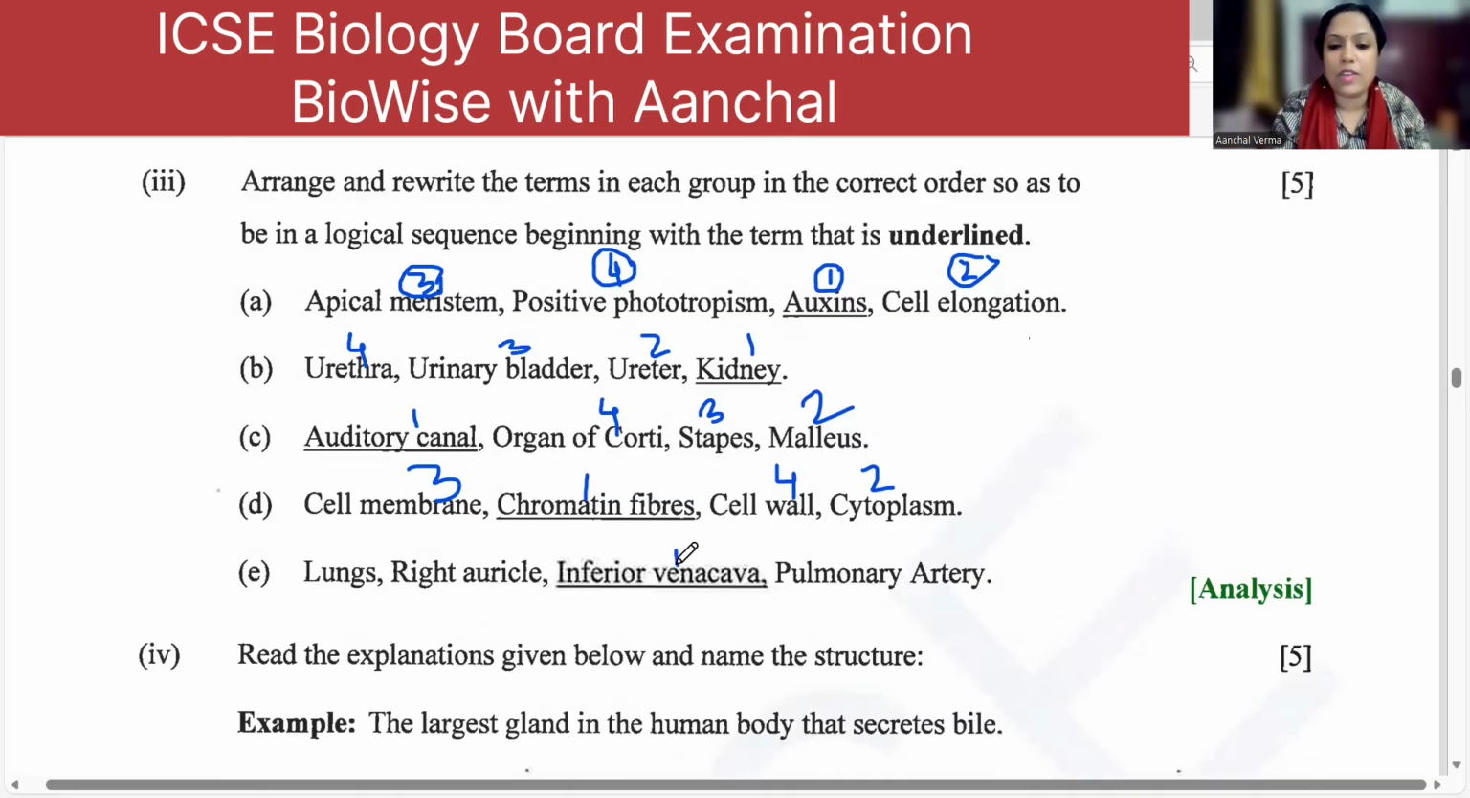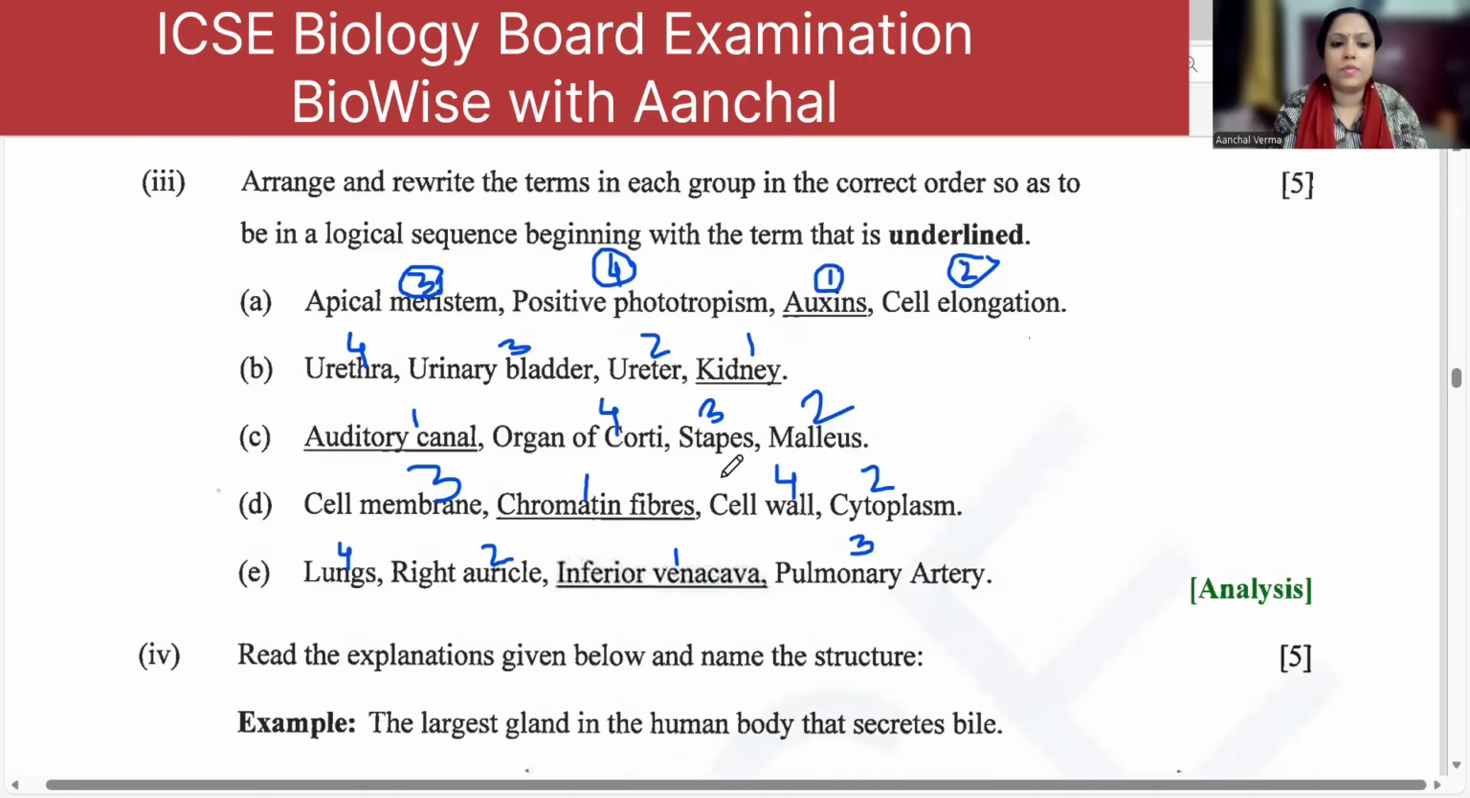Then you have inferior vena cava. From the inferior vena cava, the blood goes into the right auricle. From the right auricle, it goes to the right ventricle, then to the pulmonary artery to the lungs for the process of purification of the blood. That is oxygenation of the blood, not purification. I'm so sorry. Oxygenation of the blood. So this is the logical sequence question, right?